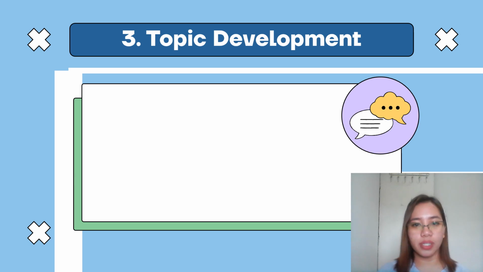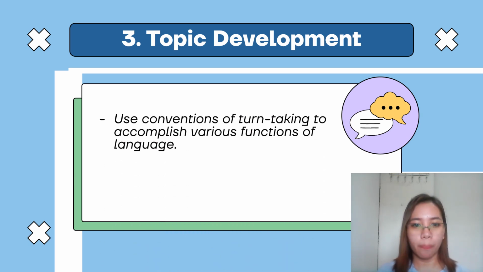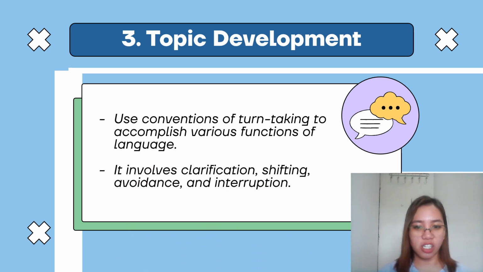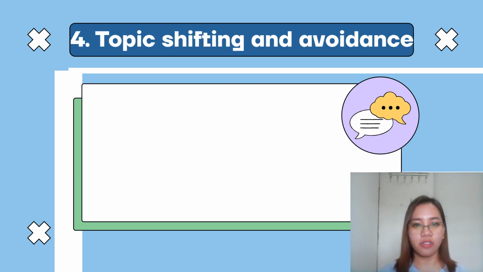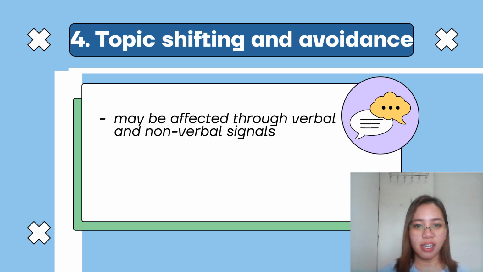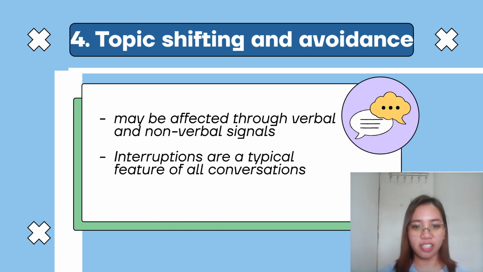The third rule is topic development. So, use conventions of turn taking to accomplish various functions of language. Once a topic is nominated, participants in a conversation then embark on topic development. So, aside from turn taking, topic development also involves clarification, shifting, avoidance, and interruption. The fourth rule is topic shifting and avoidance. So it may be affected through verbal and nonverbal signals, and also interruptions are a typical feature of all conversations.